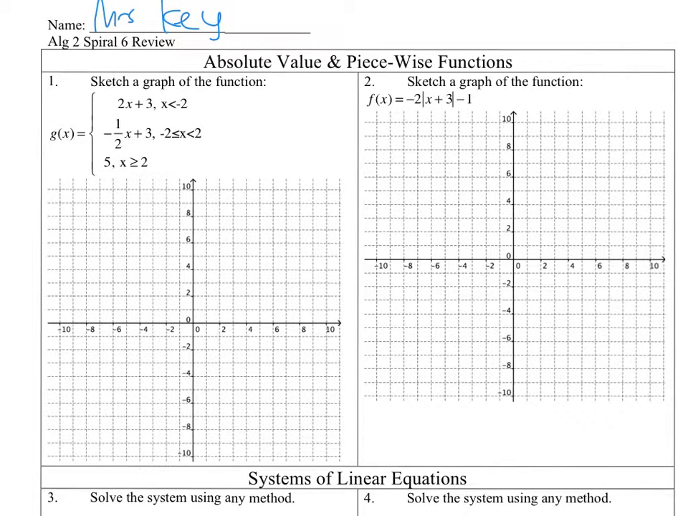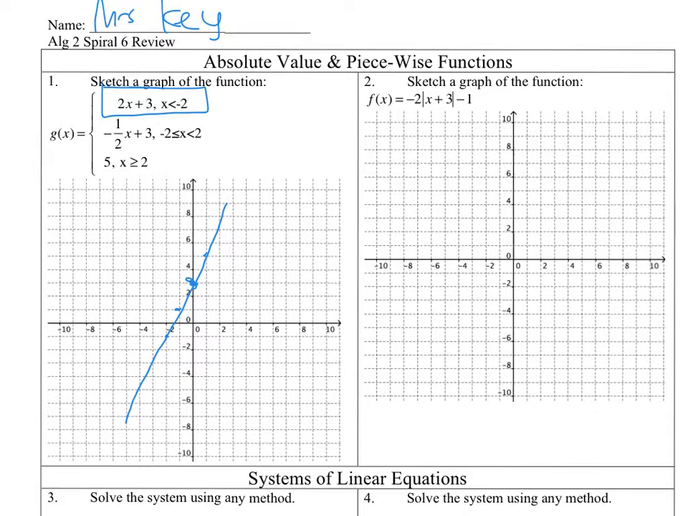So I have to sketch a graph of that function. I have three different lines going on, so I'm going to do it one at a time. 2x plus 3. I go to the point (0, 3), and then my slope is 2. Up 2 over 1, up 2 over 1. I'm going to go backwards 2 and make my line. You don't have to make the entire line, but if you want to, you can.